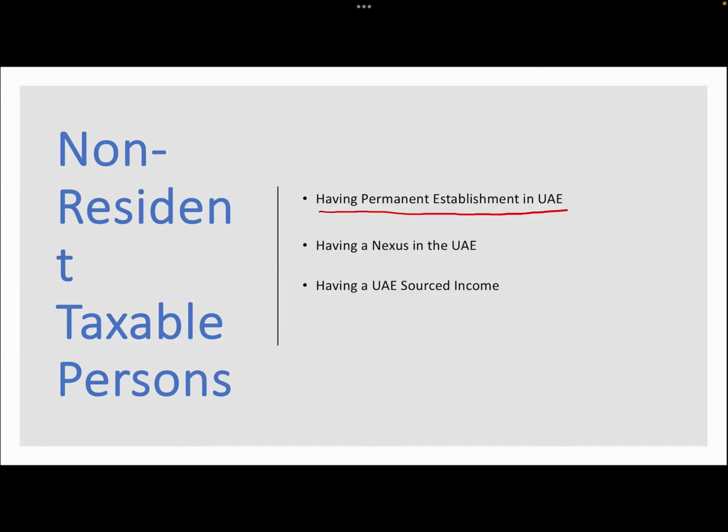Likewise, Amazon's head office is in the US, right? Now, Amazon may have branches over here in the UAE. Now, these branches, Amazon's branches over here, are called permanent establishment.